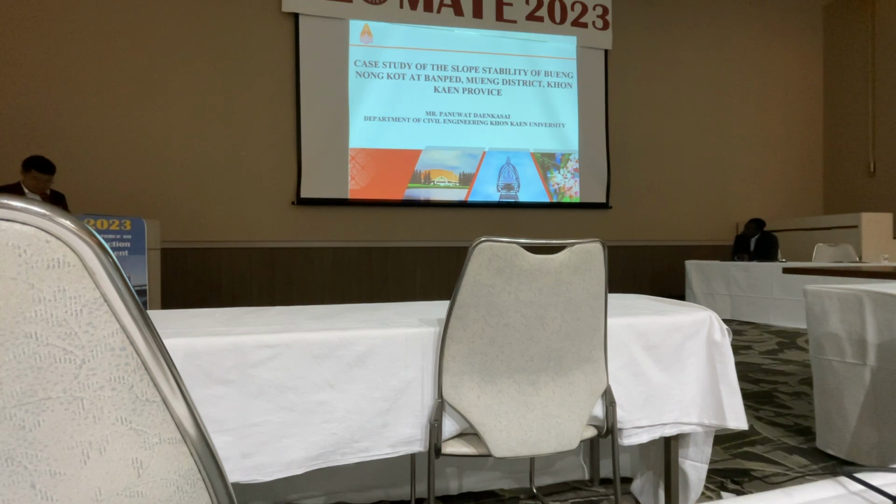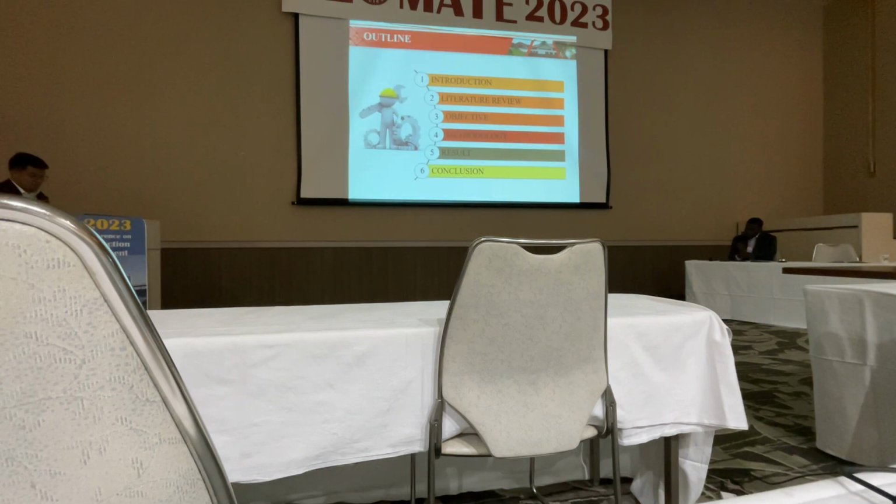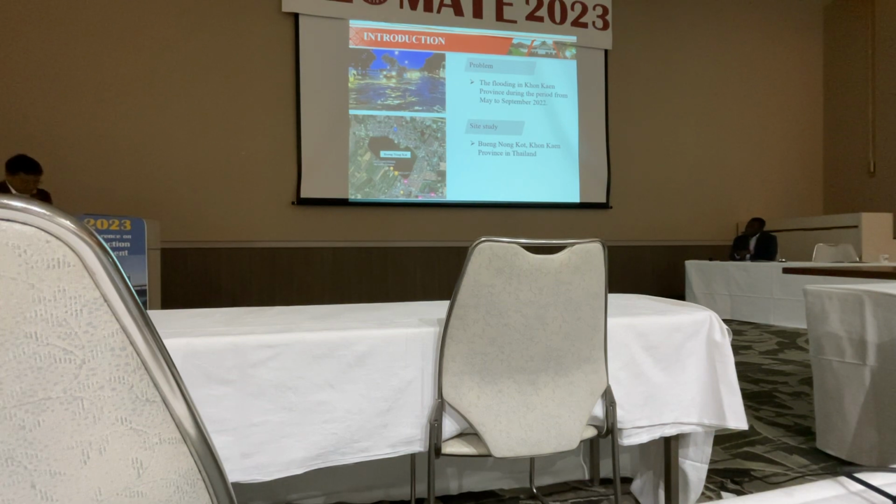Hello everyone, my name is Panwat Dadasai from Khon Kaen University in Thailand. Today my research is a case study of the slope stability of Bung Nongkot at Ban Pek, Mueang District, Khon Kaen Province. Introduction: the flooding in Khon Kaen Province during May to September 2022. The district decided to use Bung Nongkot as a reservoir for the flood before the rainy season. The water in Bung Nongkot was drained out to the catchment area. Therefore, the district is concerned whether draining out the water at Bung Nongkot would lead to a potential landslide or not.